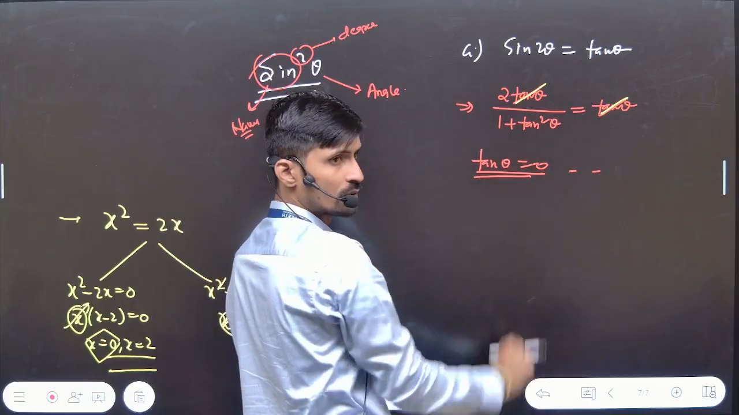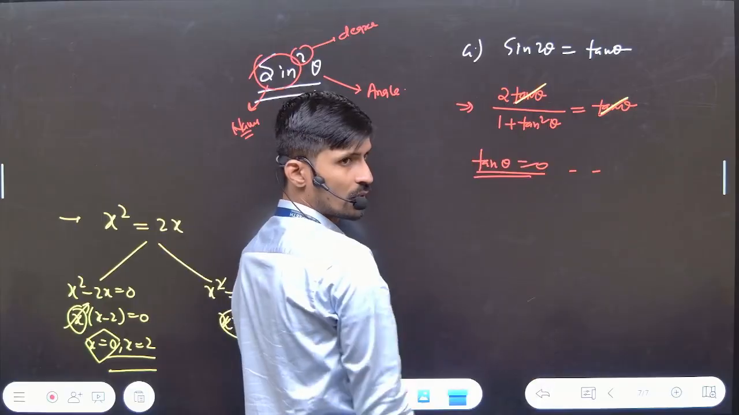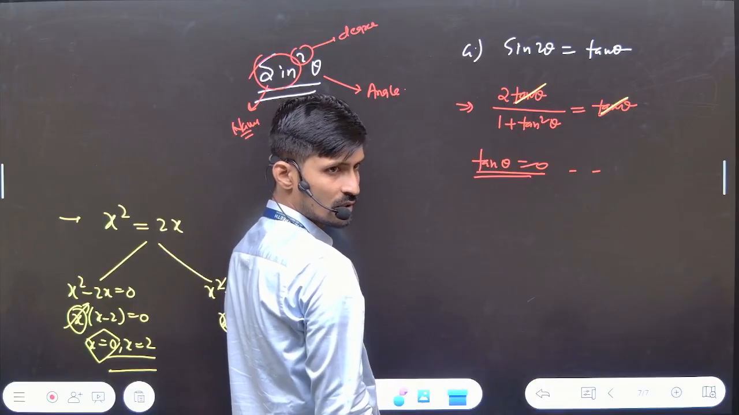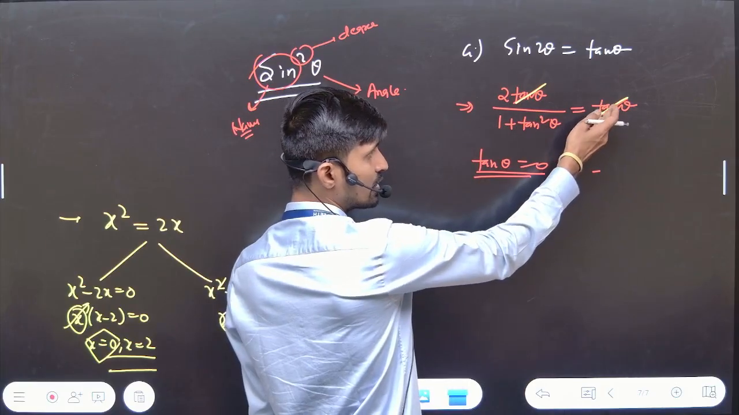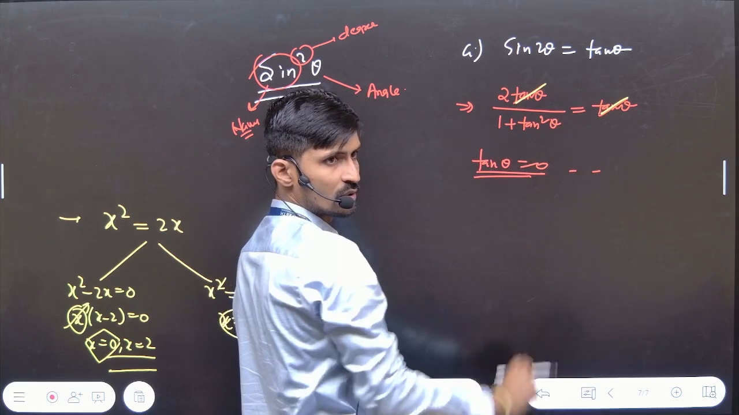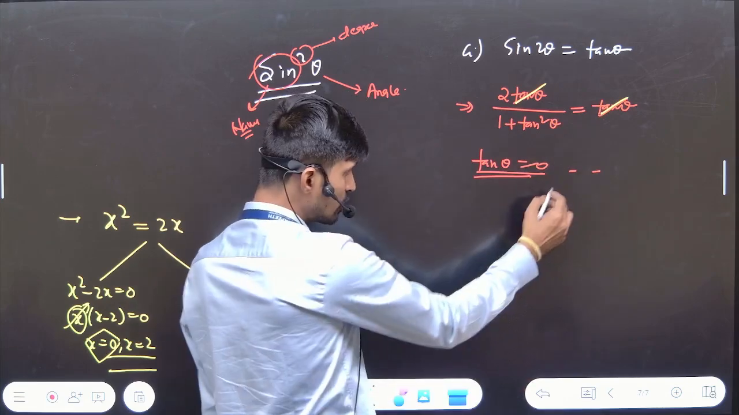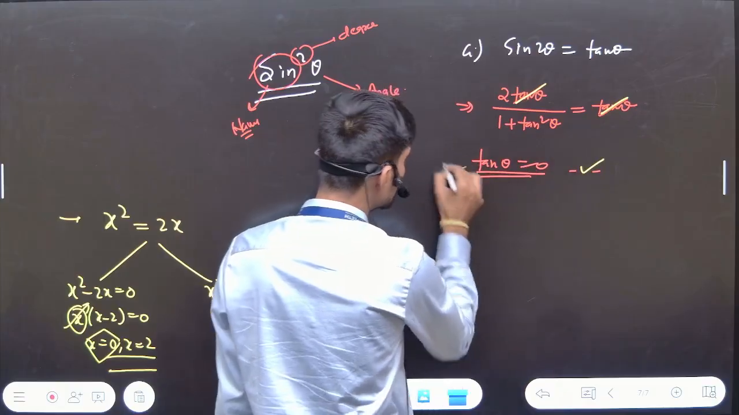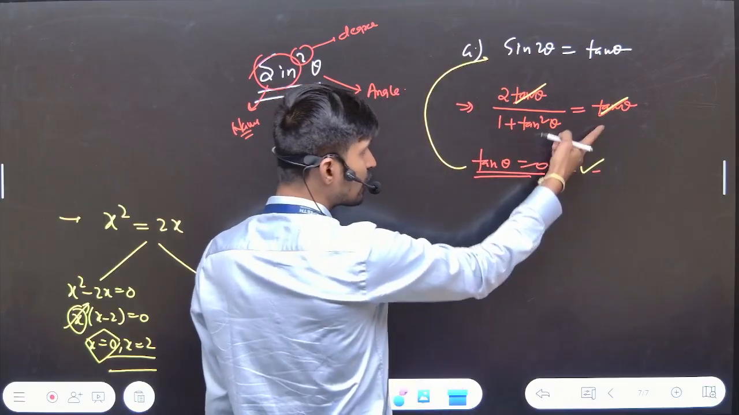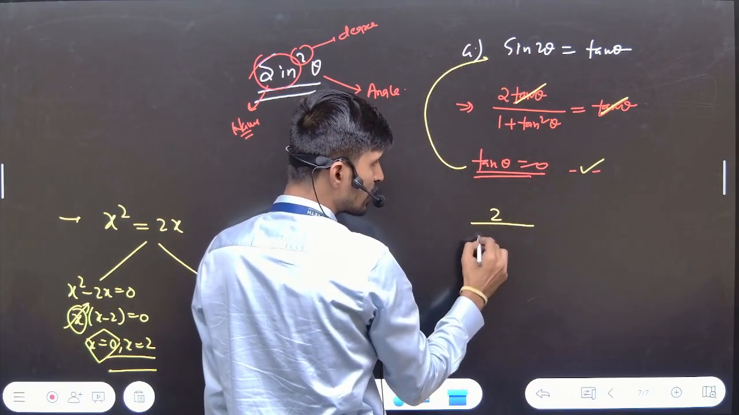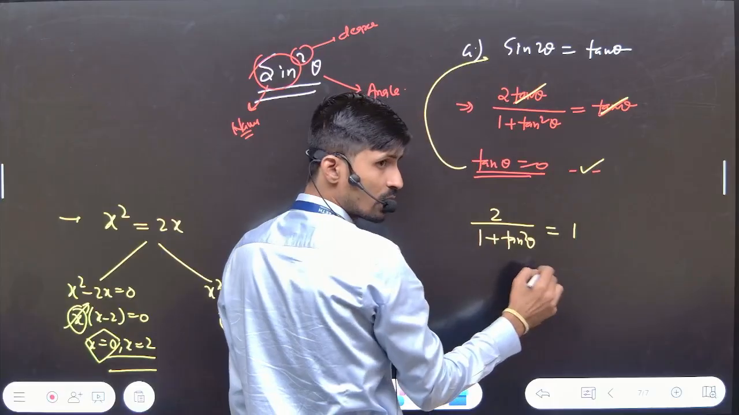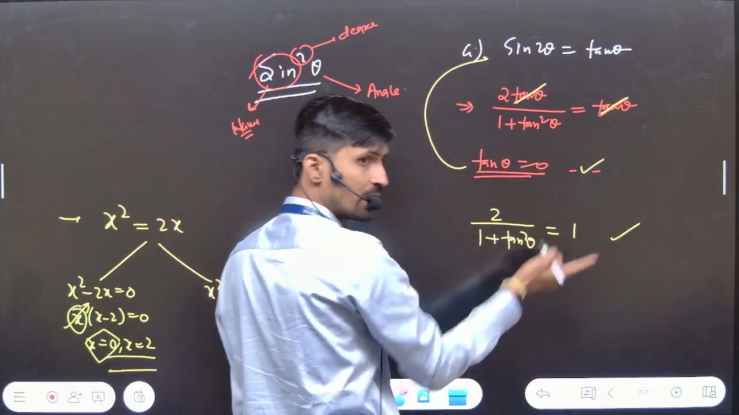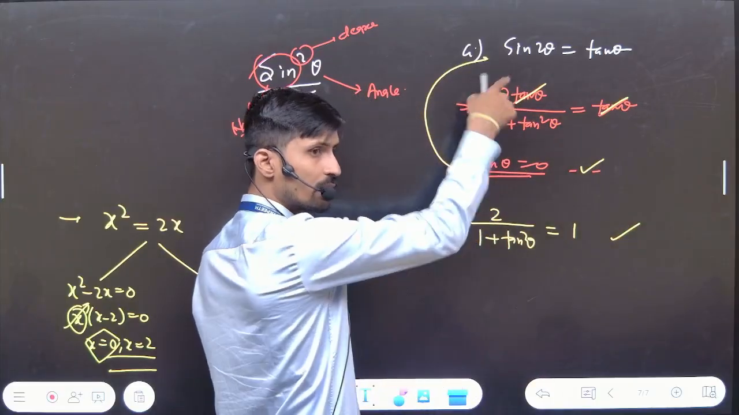2 into 0, 1 plus 0 square, 1 plus 0 square is 1, so 0 by 1. Tan theta is 0, so 0 equals 0, true or not? It means whatever answer this will generate, that will also be the answer of that. And after cutting, one more equation you will get: 2 upon 1 plus tan square theta is equal to 1. It means whatever answer you will get from here, that will also be the answer.